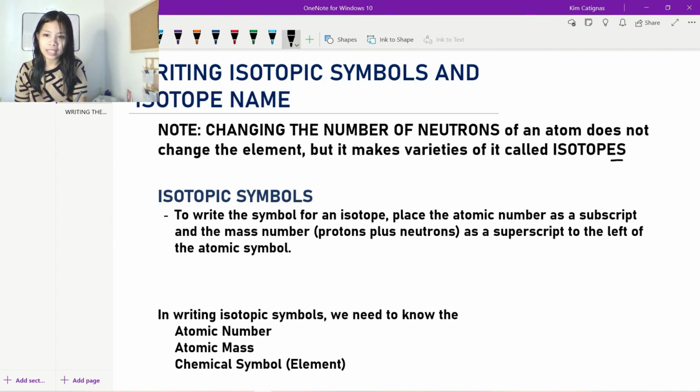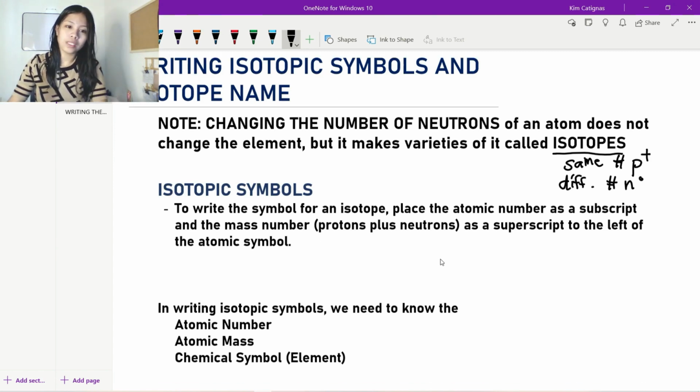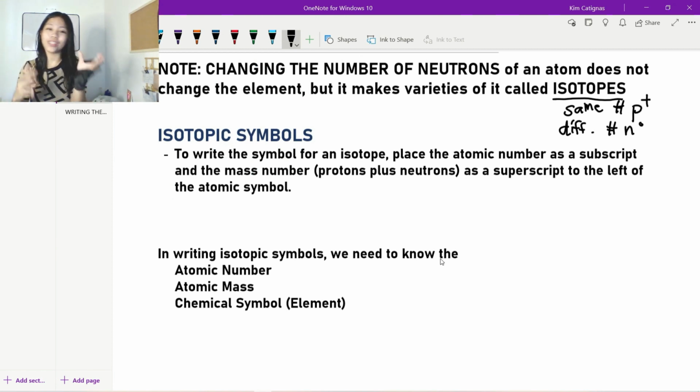So, dito, pag-aaralan natin, ang isotope pala, same number ng protons, but different yung number ng neutrons niya. Okay? Syempre, hindi naman nagbabago si protons. Ang nagbabago lang po ay neutrons. So, that's what we call isotopes. So, ang isotopic symbols po ay, tuturuan ko kayo magsalita. Sabi, to write the symbol for an isotope, place the atomic number as a subscript and the mass number, protons plus neutrons, as a superscript to the left of the atomic symbol.